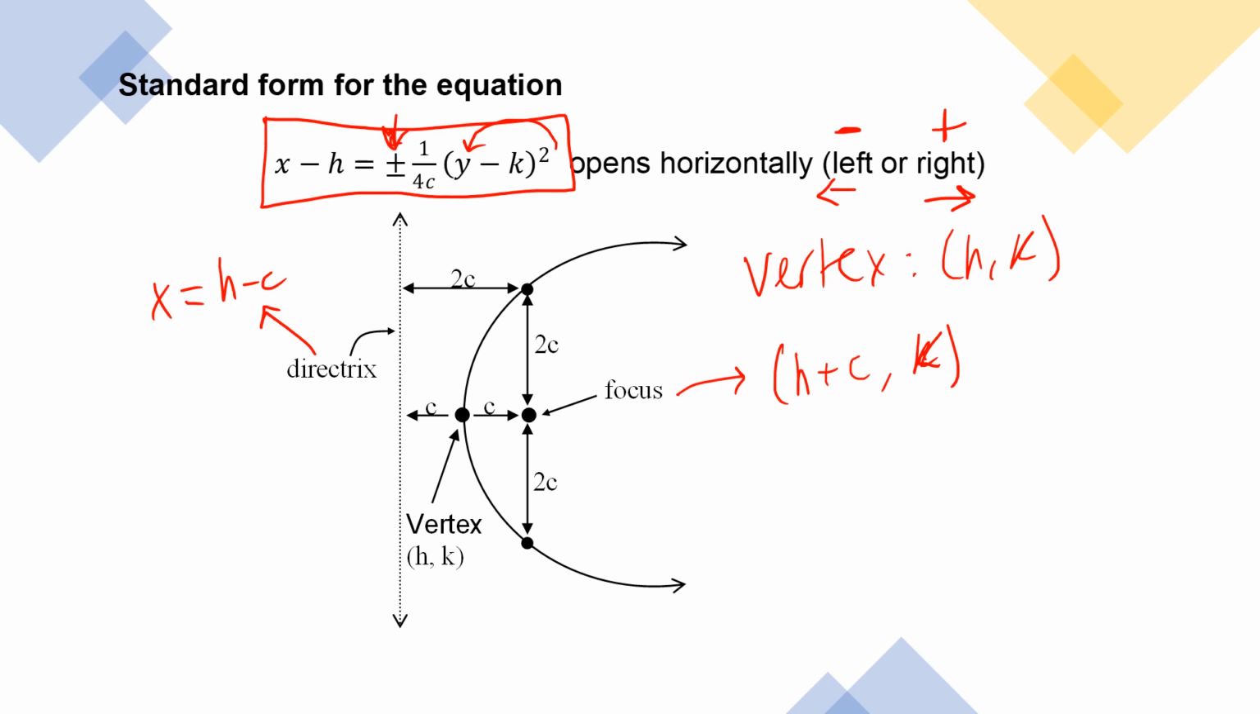Meaning that our focus is still on the inside of our parabola, and our directrix is on the outside of our parabola. Okay, now if we follow this, we can just go find our values that we're going to use. We're going to stick to finding 2c, and again, c still comes from your denominator. All right, so here we go.